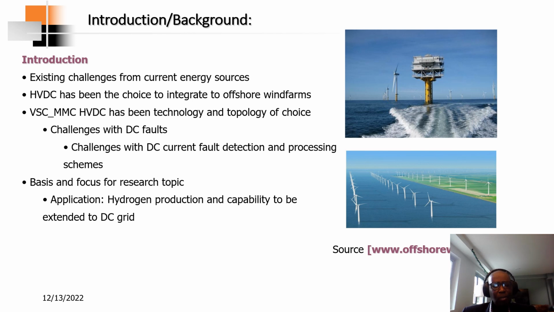In addition, as you know, there's something called power to X. That is utilizing the renewable power from these offshore wind farms to produce green hydrogen through an electrolysis process. In addition, this point-to-point symmetric monopole configuration can be extended to a multi-terminal DC configuration and also a DC grid. And that is the goal of all nations and all utilities by the year 2030 and by the year 2050.